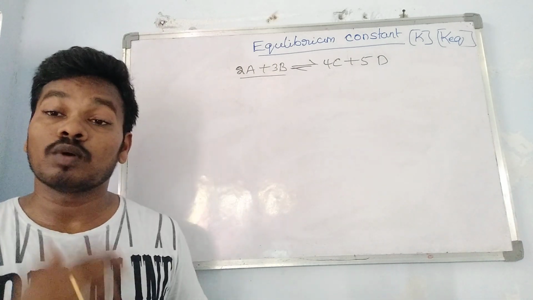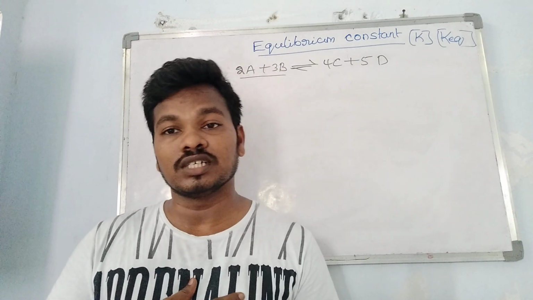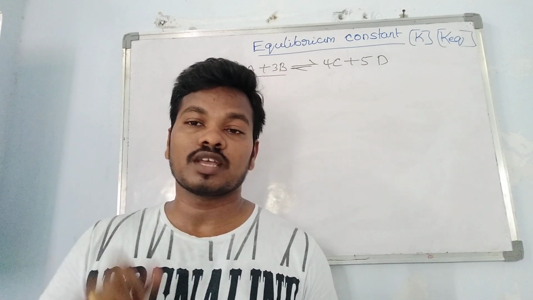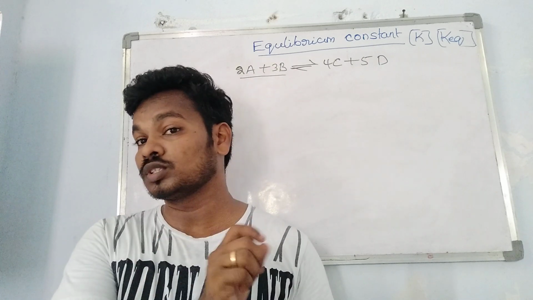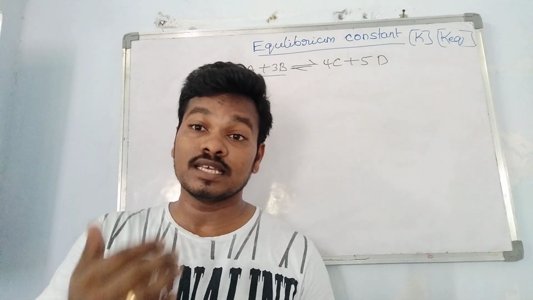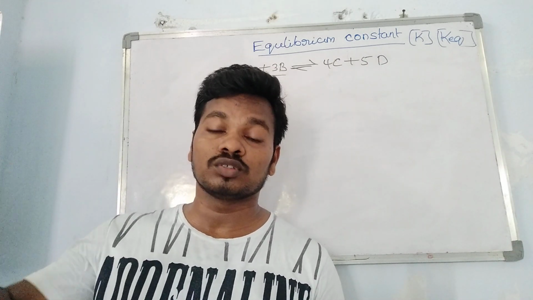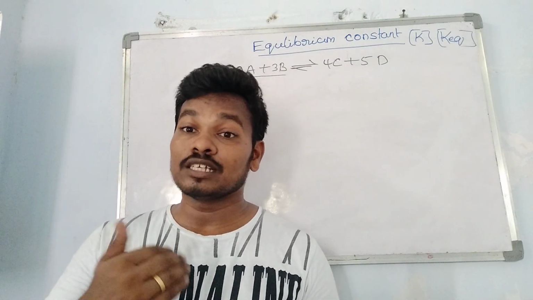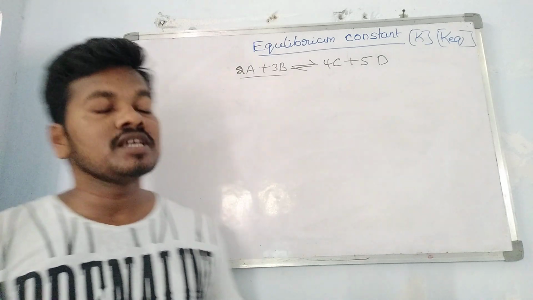What is meant by the reaction quotient? What is the difference between the equilibrium constant and the reaction quotient? When do we have to use the reaction quotient, and when the equilibrium constant? Is there any example? What about a pure solvent or a pure liquid? Can we include them while writing the equilibrium expression? We will discuss all that.